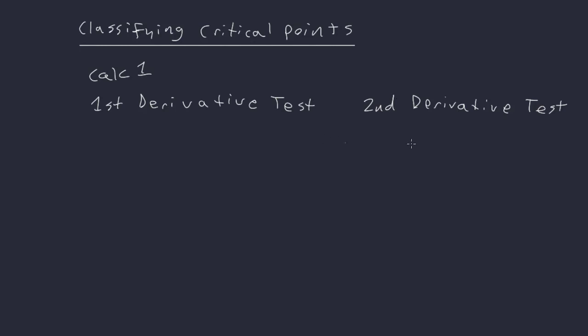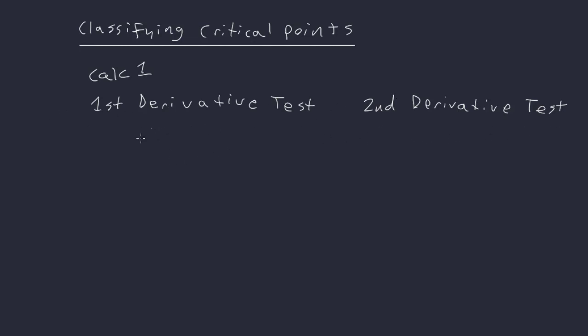Once we have the critical points, then the question becomes, how do we classify them? Here's how we classify them. It's similar to one of the methods we had in Calculus 1. In Calculus 1, we had basically two possibilities. We had the first derivative test and the second derivative test.